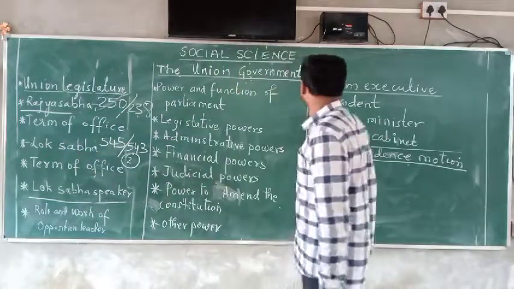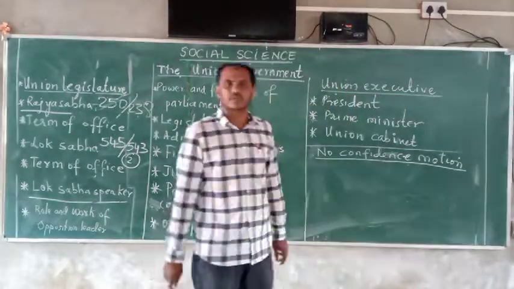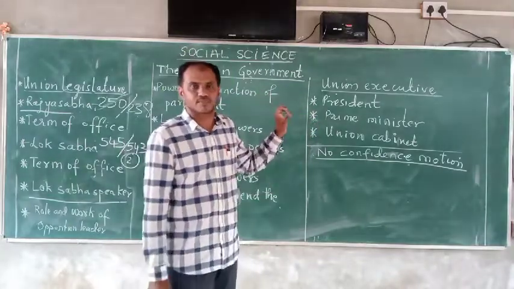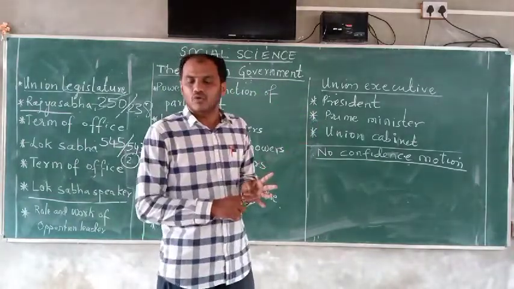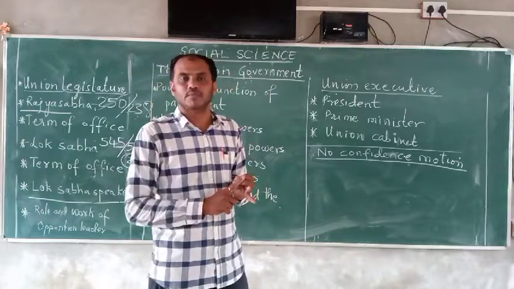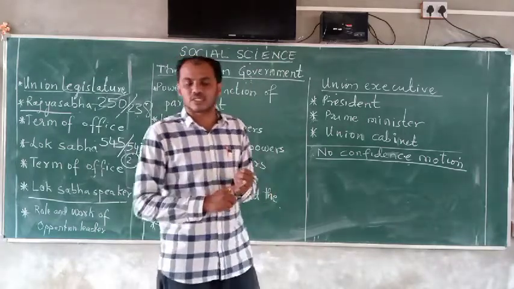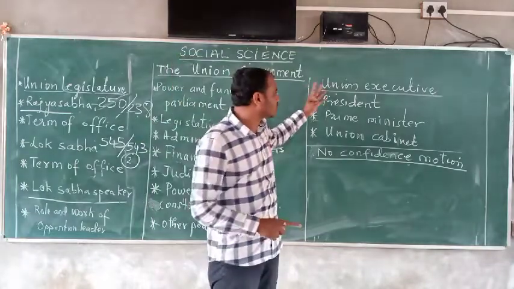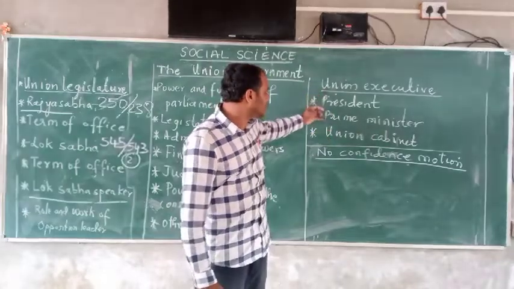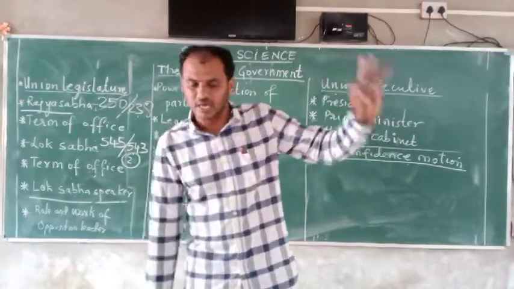So next comes the Union Executive. The executive implements the laws made by the Union legislature. It also implements the programs and policies of the Union government. The Union Executive consists of the President, Prime Minister and Union Cabinet. This is called the Union Executive: President, Prime Minister, and Union Cabinet.